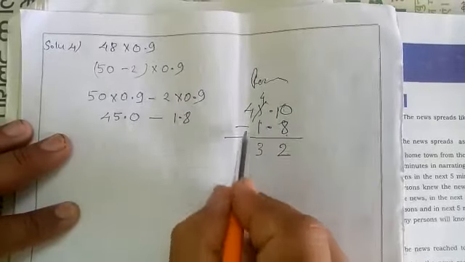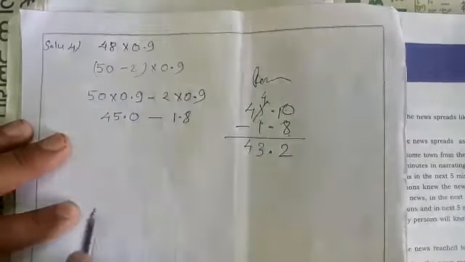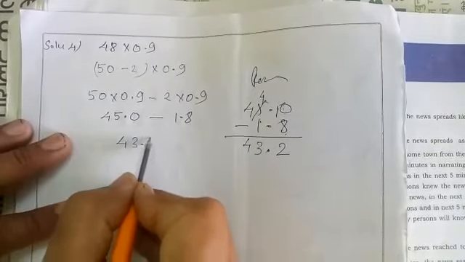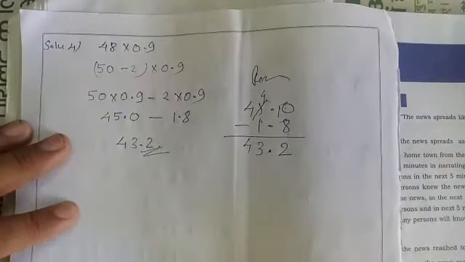Then 4 minus 1, 3, and 4 as it is. This decimal will come over here same. That is 43.2. Is it clear?